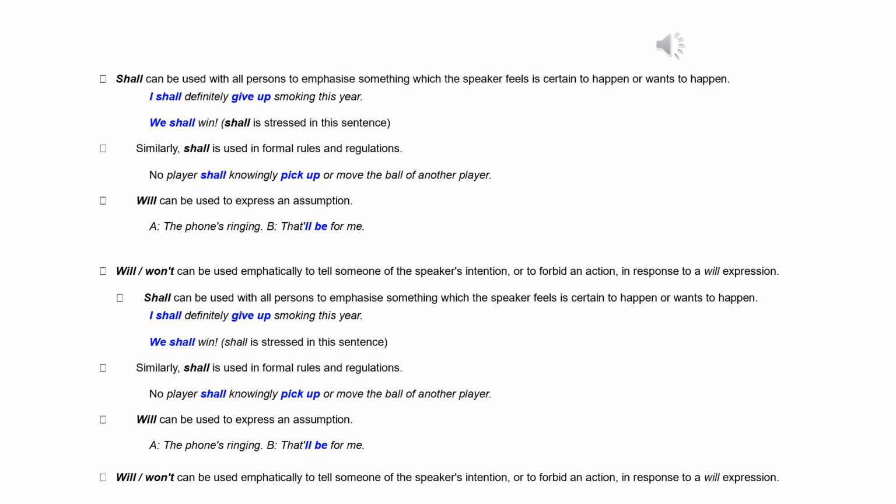Similarly, shall is used in formal rules and regulations. No player shall knowingly pick up or move the ball of another player.